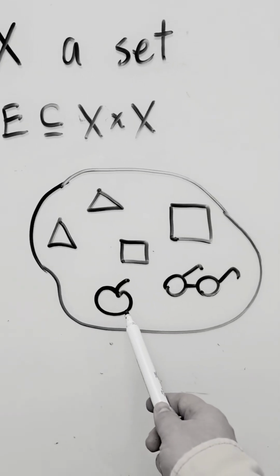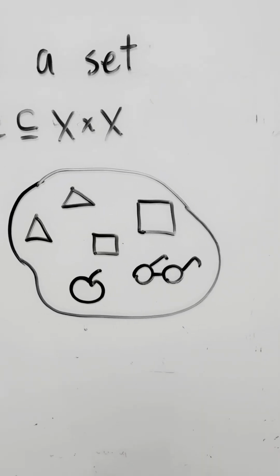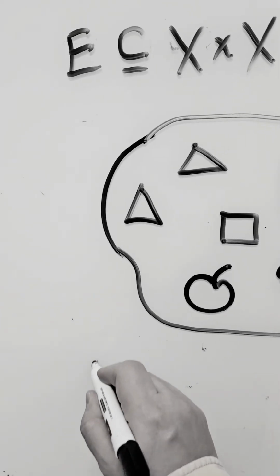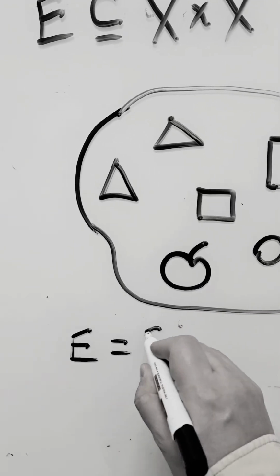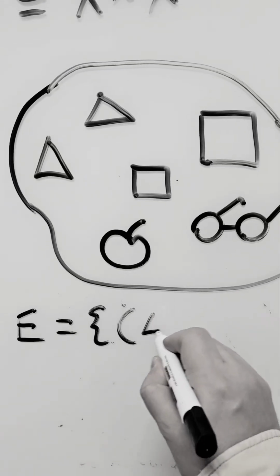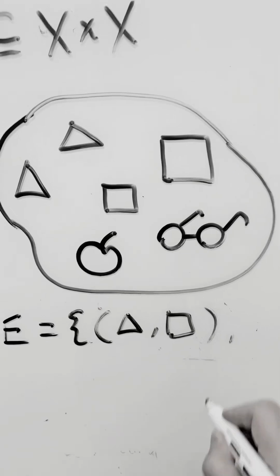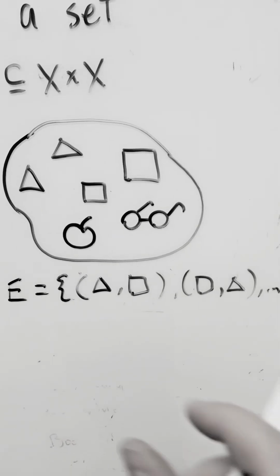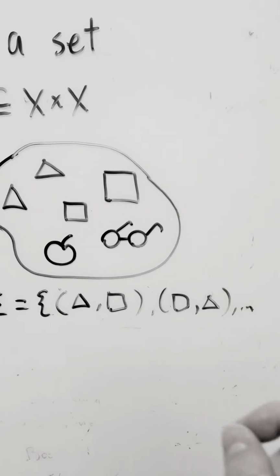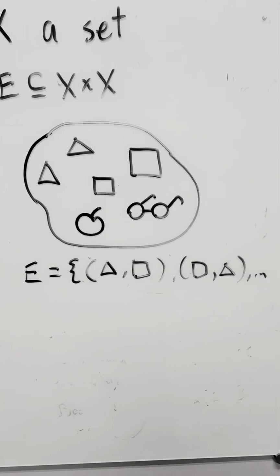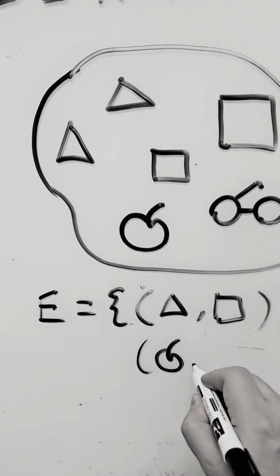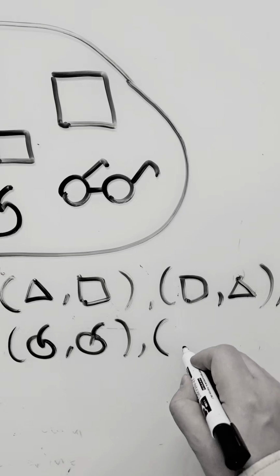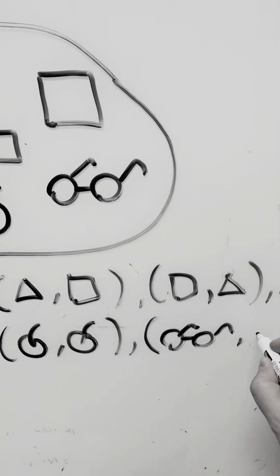Apple will only be similar to itself and the glasses will also be only similar to itself. So in this new example, we will have elements such as the triangle and the square, and the square and the triangle, and so on, grouping any two shapes together, including the same one, because of reflexivity. As for the apple, it will only group with itself in an ordered pair, and the glasses will only come with itself in an ordered pair.